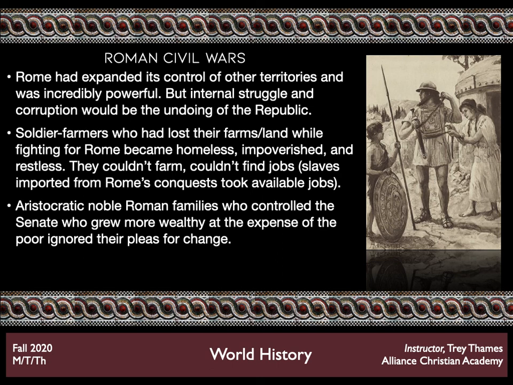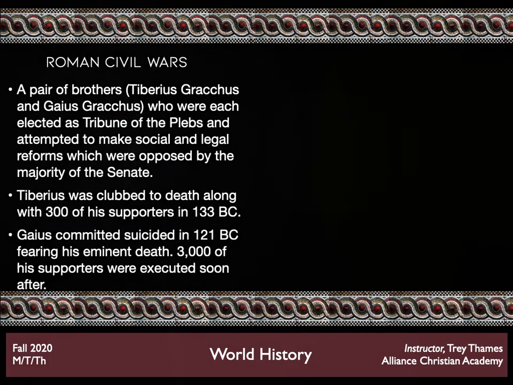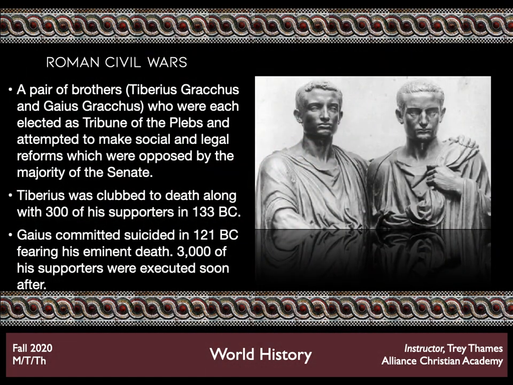Aristocratic, noble Roman families who controlled the Senate grew more wealthy at the expense of the poor and ignored their pleas for change. So this is going to be bad. A pair of brothers called the Gracchi, or Gracchus brothers, Tiberius and Gaius, are each going to get elected to be tribune of the plebes, and they're going to attempt to make some social and legal reforms. The Senate is not going to have anything of it.